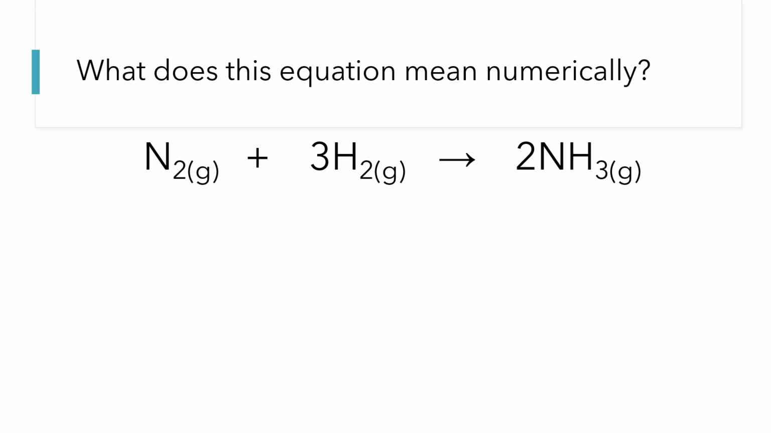If we look at a balanced chemical equation, what exactly does this mean in terms of these numbers? There's a 3 out there in front of the hydrogen and a 2 out in front of ammonia. And even though it wasn't written, there is a 1 out there in front of the nitrogen. So what do those numbers actually mean? Well, we're going to interpret those numbers as moles.